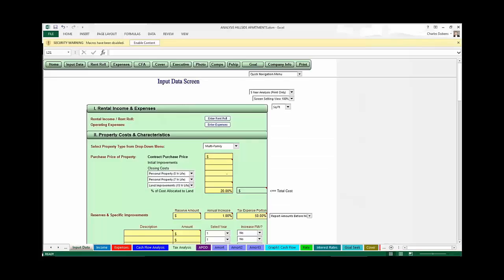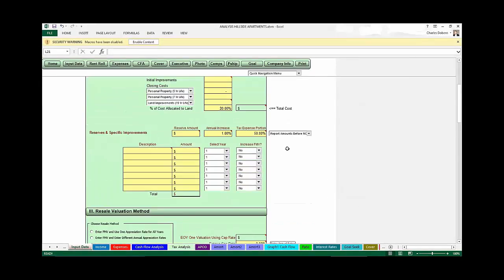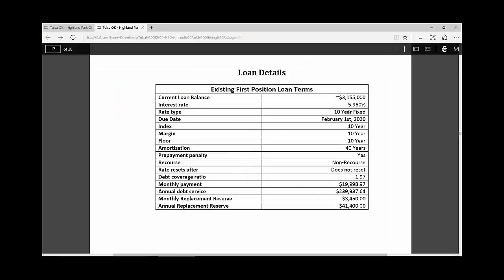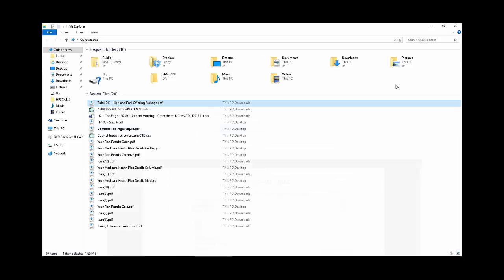So what does that mean for you when you're putting your numbers together? It means you come down here, and the amount being borrowed or assumed is not 25%, but 3,155 right there. Now, did they tell us what the interest rate was? 5.96. It's a 40-year amortization. So let's go do this again.